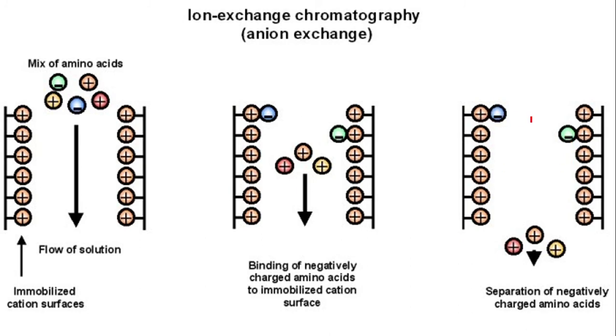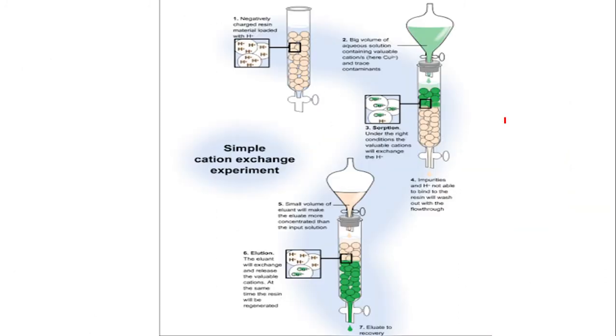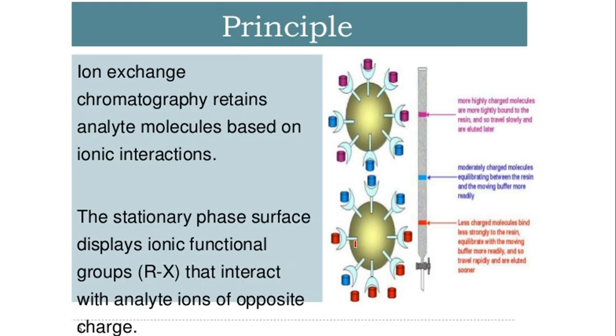We may change the pH of this medium so that the charge density on the negative particles can be reduced and they also can be eluted. The same thing is given in the form of another diagram, and it is explained here. You can see here the eluent, the liquid, is being added and the particles are being carried away slowly.